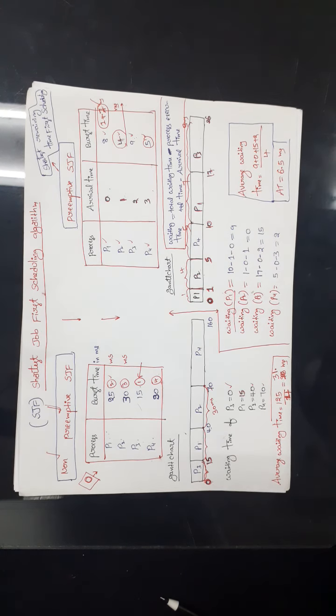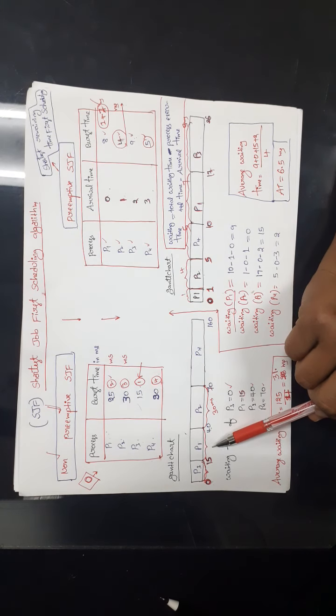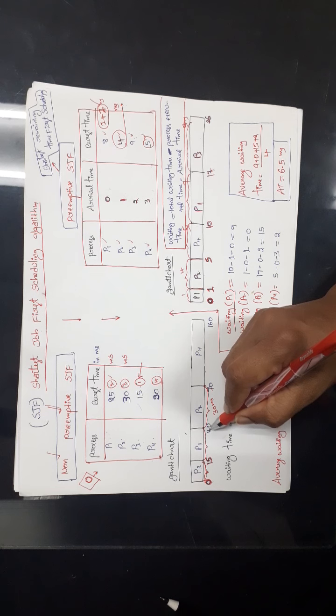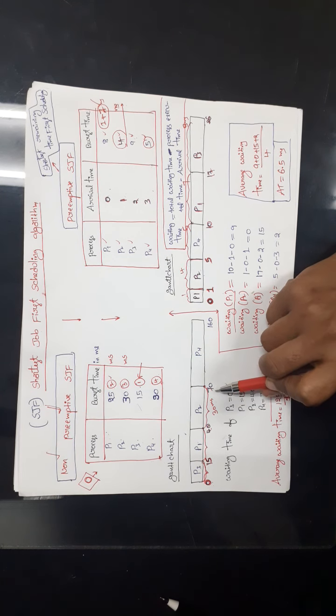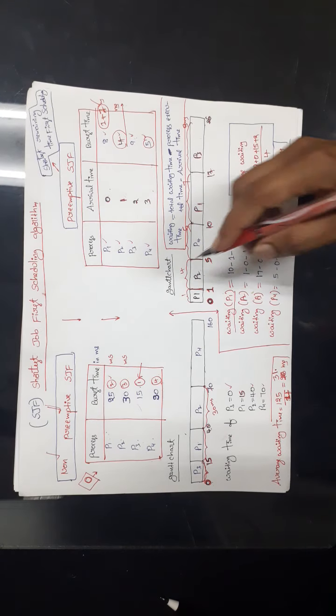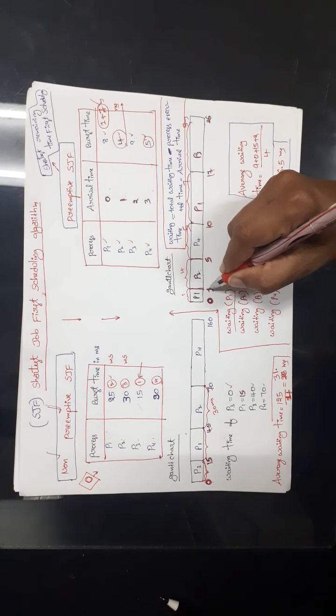Okay, so now we try to calculate the waiting time of each process. Here if you observe this Gantt chart, 40 will be the waiting time of P2, right? And 70 will be the waiting time of P4. But here if you observe, what is the waiting time here? It is showing 1 millisecond is the waiting time, right?